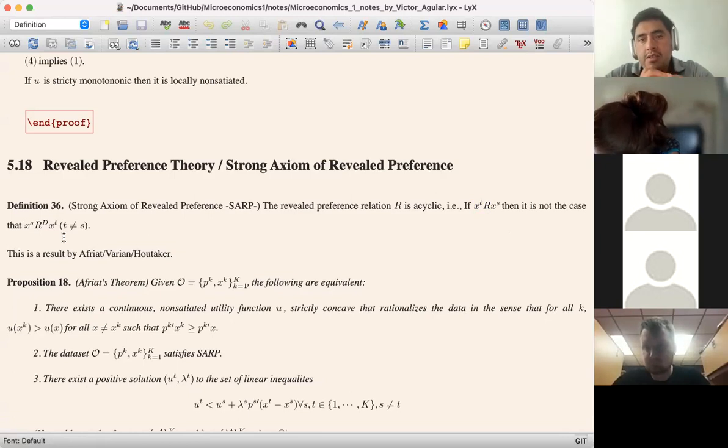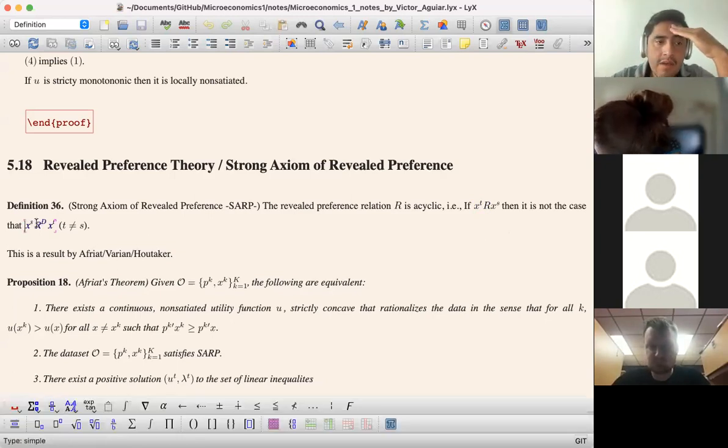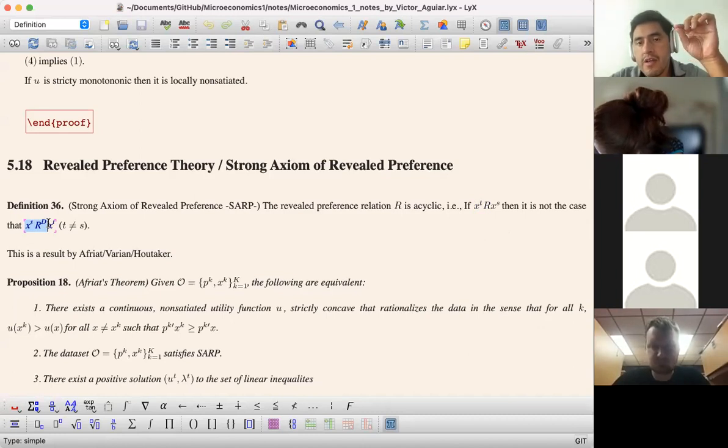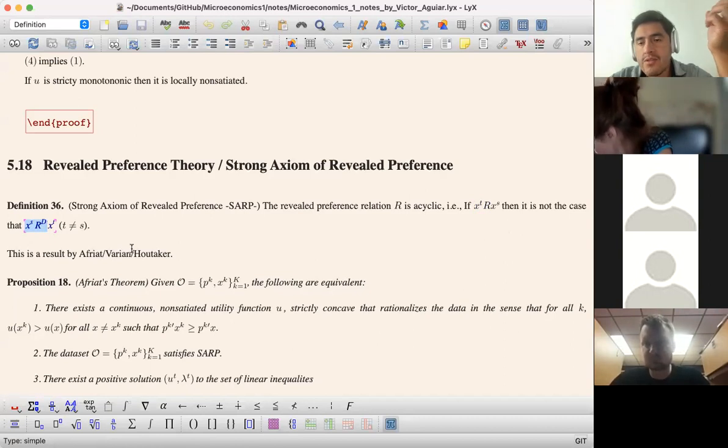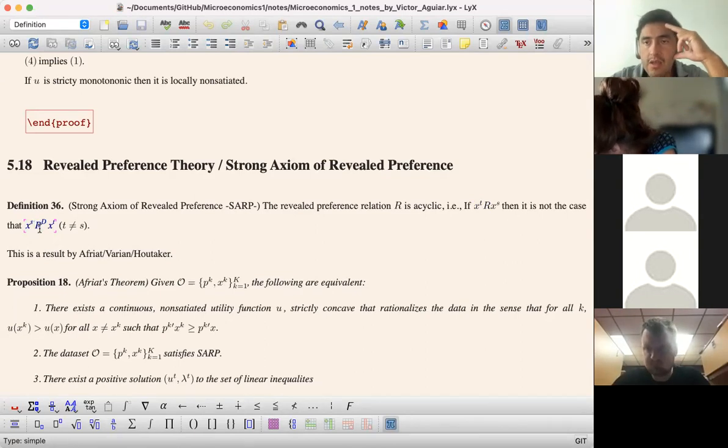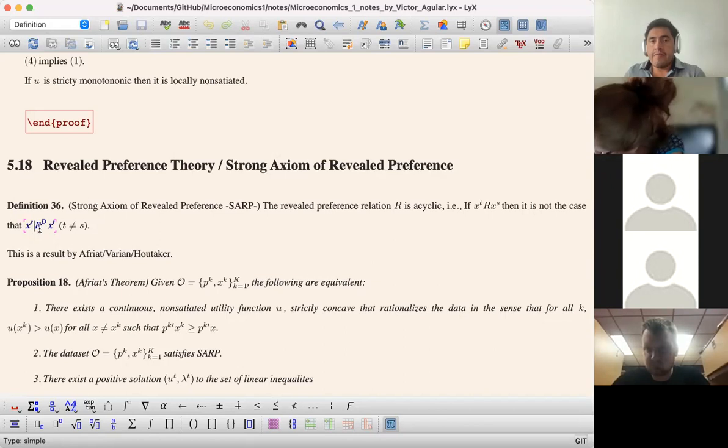Well, the only difference is that in GARP, we require that this part is a strict direct revealed preference, right? While in SARP, it's just a weak one. So in this case, this is also ruling out indifference, right? So in other words, the SARP is a condition that works when there are only demand functions, right? Singletons, okay? Agree? So that's it.